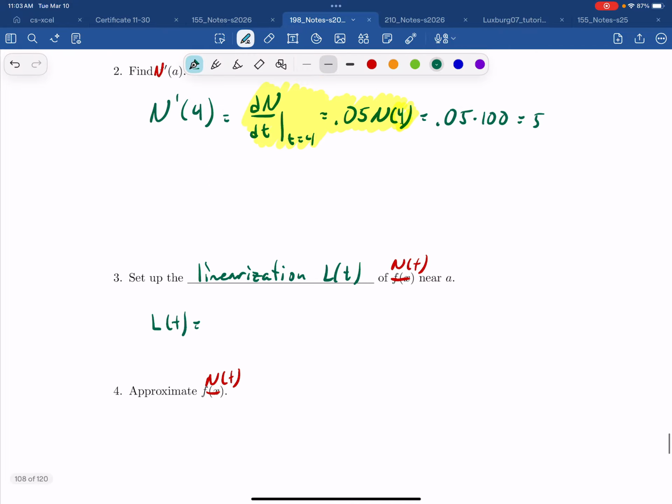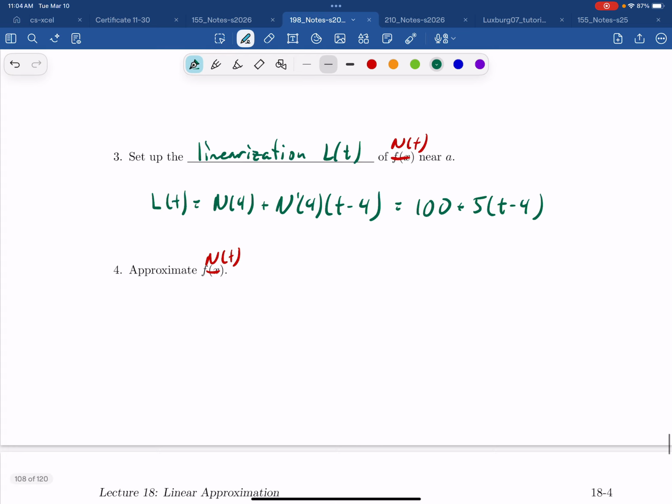Anyway, sorry. L of t is going to be, remember, just by definition, n of 4 plus n prime of 4 times t minus 4, which in this case is going to be 100 plus 5 times t minus 4.